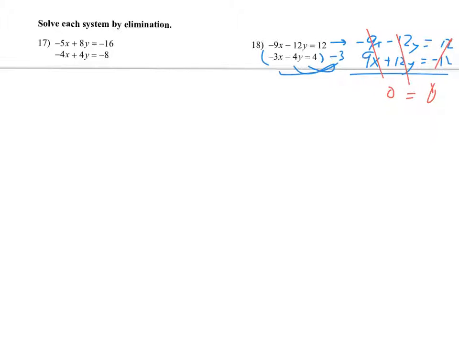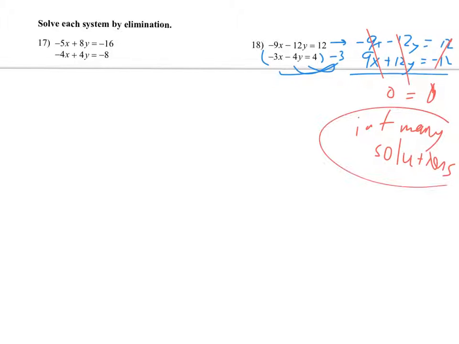And whenever that happens and all the variables cancel, if you get a true statement, then that is infinitely many solutions. So that's what we have here. If it says 0 equals 1, that would be no solution.